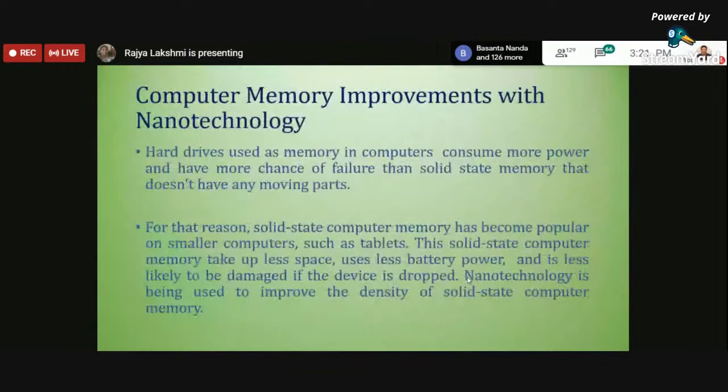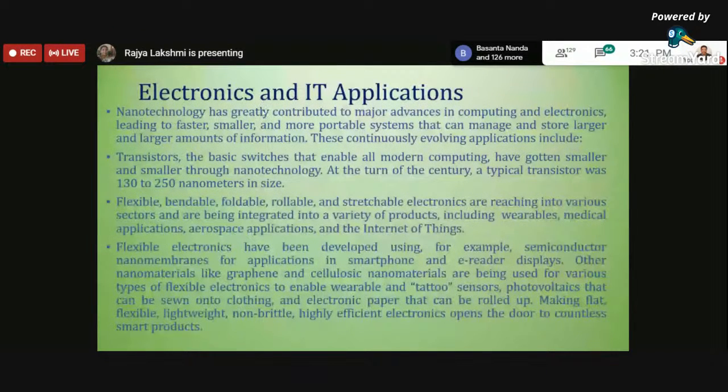So that is why please don't think nanotechnology is only for mechanical industries. It is also useful for non-mechanical ones. In electronics and IT applications, if you observe, it has given a greater contribution to both the electronics sector and the IT sector, by making a drastic change in the shape, size and functioning of various products. If you observe transistors, the basic switches that enable all modern computing, they have got smaller and smaller through nanotechnology. At the turn of the century, the typical transistor was 132 to 50 nanometers in size.